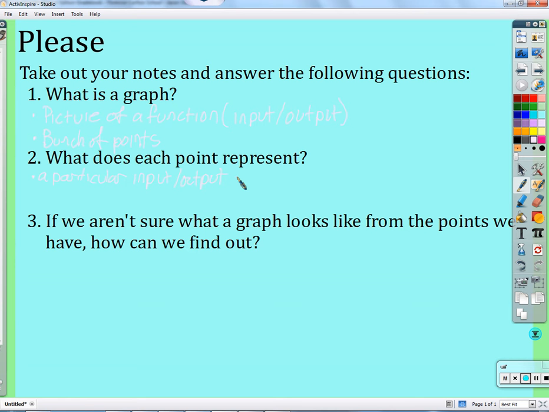Okay, let's come to number three. If we're looking at some points and we're not sure what the shape is supposed to be, can we get a better idea? By coming up with your own inputs, so you can get different outputs. You just put something in, you get something out, you get some points, right? Plot more points by putting anything into the function. If I put something into the function, it's implied something comes out, and then I find out what that pair is, and I plot that pair as a point on the graph.